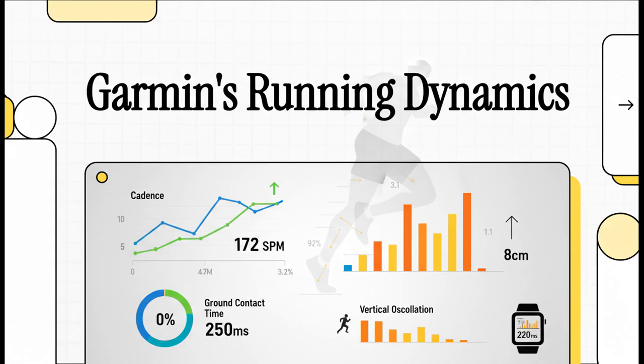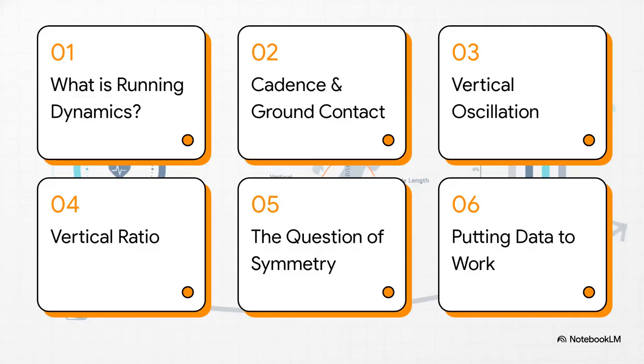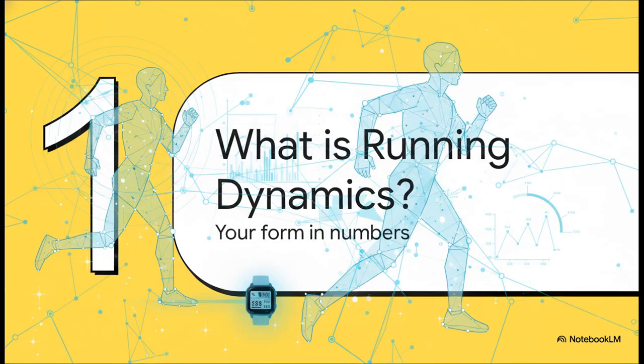We're going to decode the data and figure out the story your run is trying to tell you using nothing but the numbers themselves. So here's how we're going to break it all down. First up, we'll cover what running dynamics even is. Then we're going to build this thing from the ground up, starting with the foundation, cadence and ground contact, and working our way up to wasted motion and what I like to call the ultimate efficiency score. We'll even tackle that tricky question of symmetry. And then, the most important part, what do you actually do with all this info? Okay, let's jump right in.